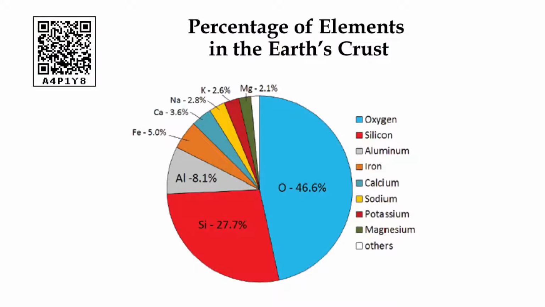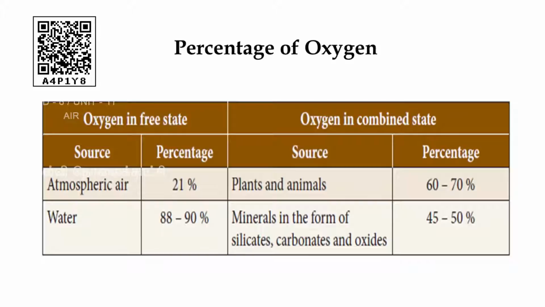Next, the percentages of oxygen in our atmosphere also fall into two categories: free state ratios and combined state ratios. First, 21% of our atmosphere is oxygen. Then, for water molecules, considering 100 grams of water, almost 88 to 90% of a simple water molecule is oxygen. See right now how much energy is within that oxygen, right?